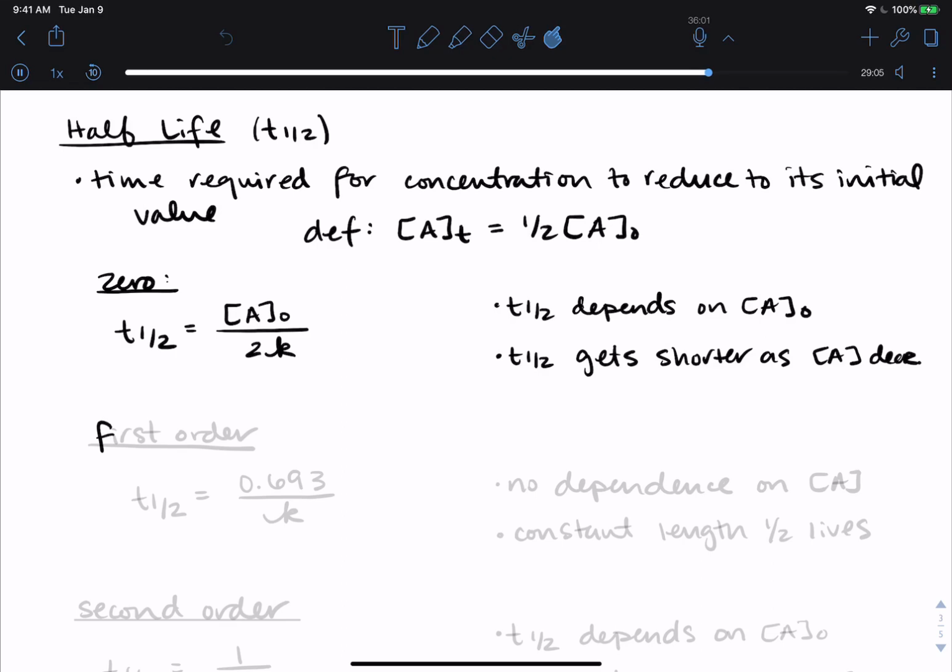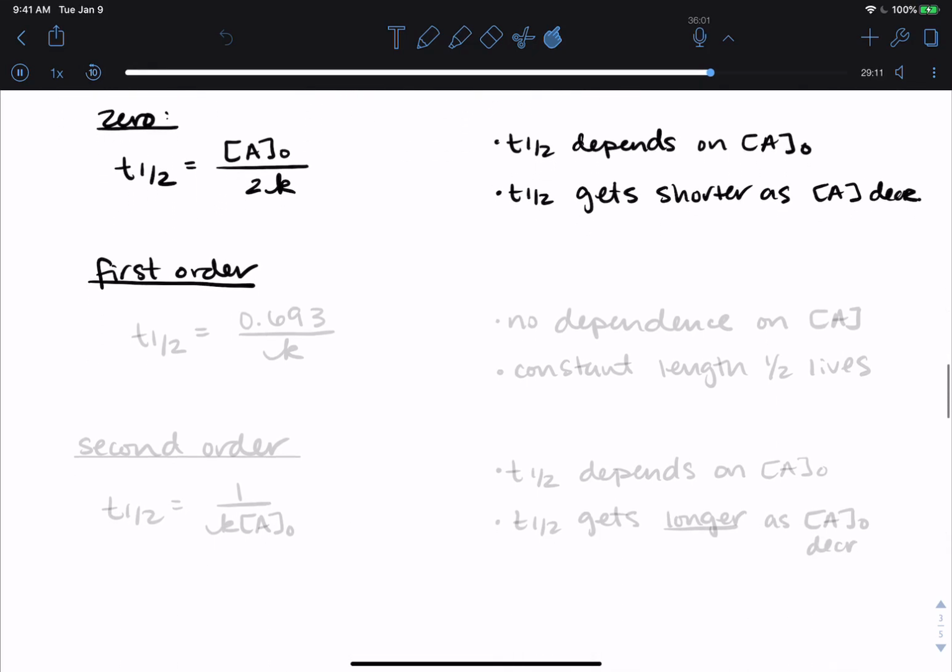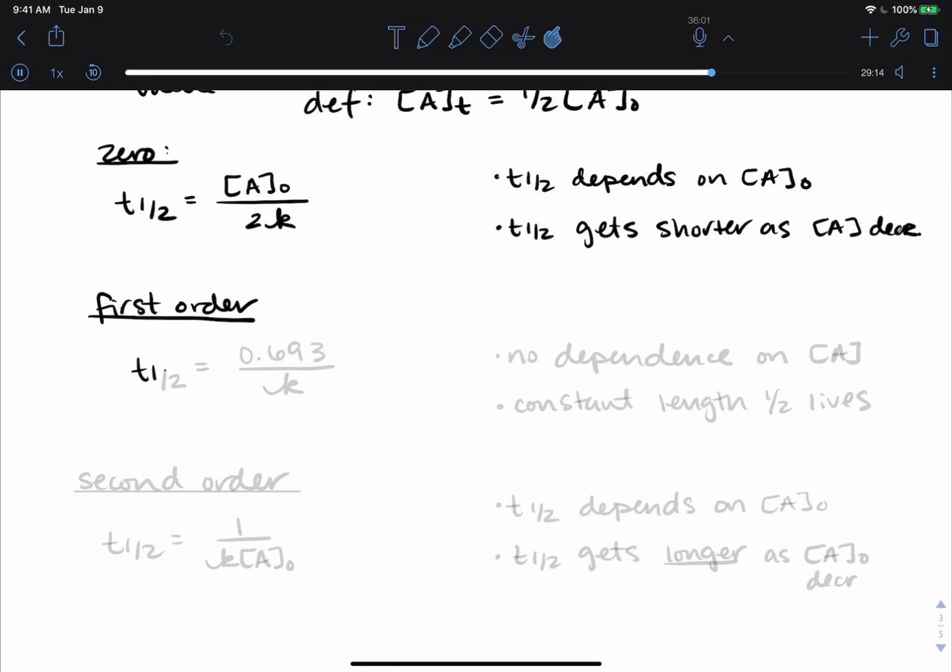For first order, we now, interestingly, don't have a dependence on A. So a T1/2 for first order is 0.693 divided by the rate constant. So there's no dependence on A, which means we have constant length half-lives.